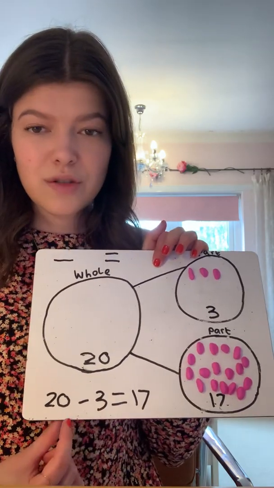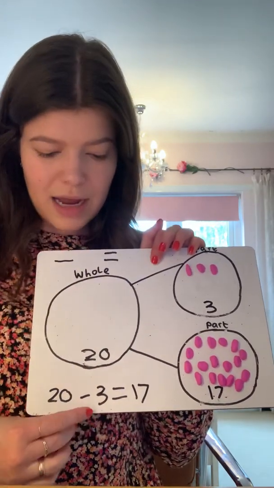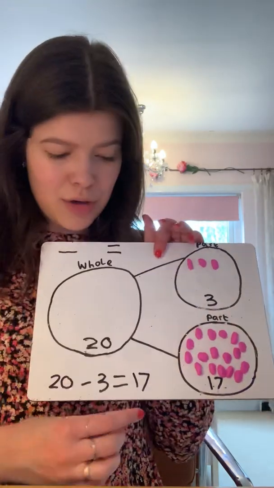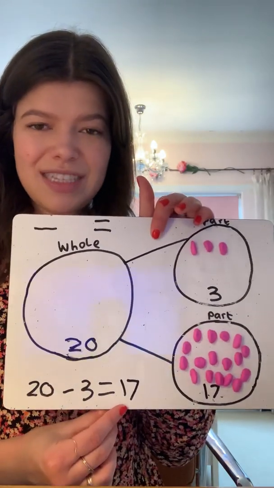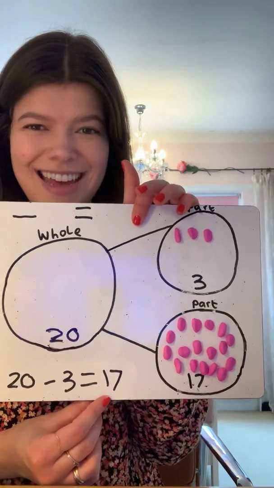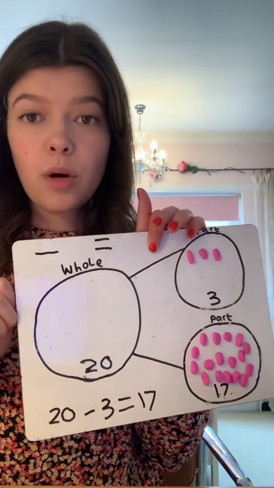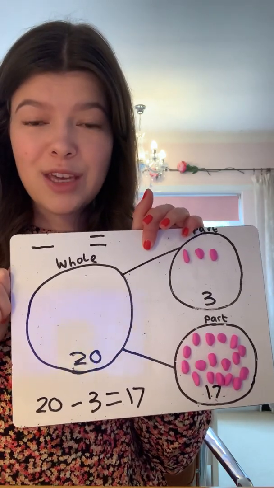Can you say that? 20 is equal to 17. Fantastic. Okay, now I've left my symbols subtract and is equal to at the top. You might want to do that when you're having a go today.